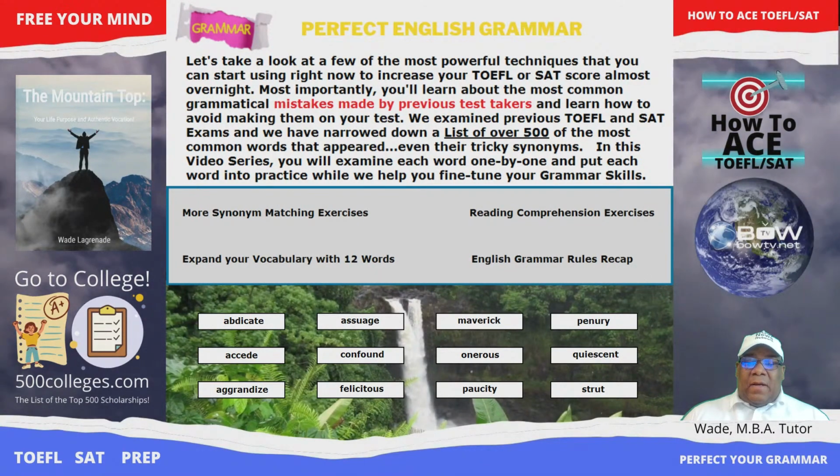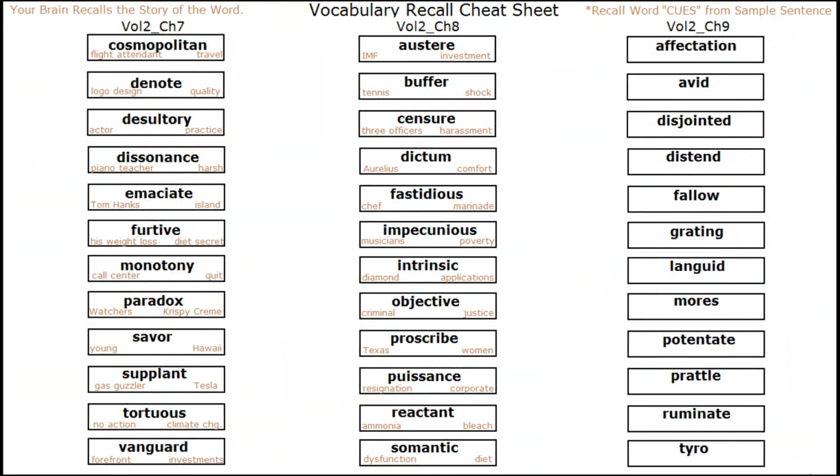We want to go back real quick to focusing on the memory vocabulary recall cheat sheet that we had mentioned before. We filled out the sheet in our previous chapter, volume 2, chapter 10. We looked at some of the keywords for volume 2, chapter 7. As you can see, volume 2, chapter 8 has been filled in, but we left volume 2, chapter 9 blank just for you so that you can actually take the lead and fill them in.